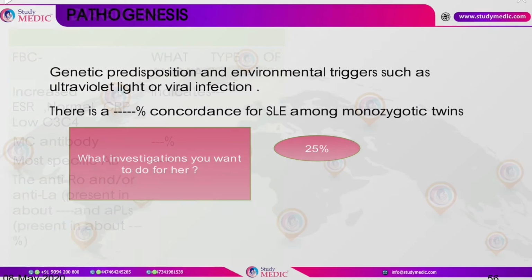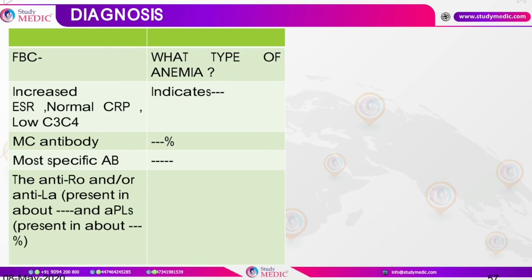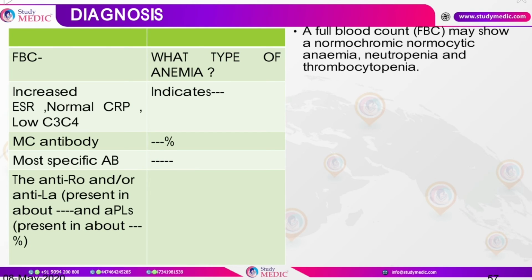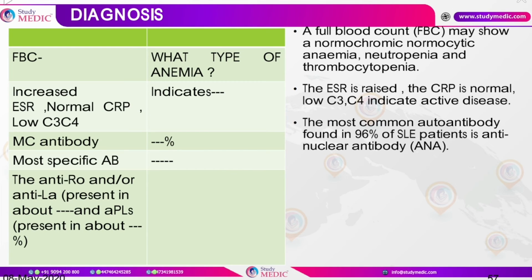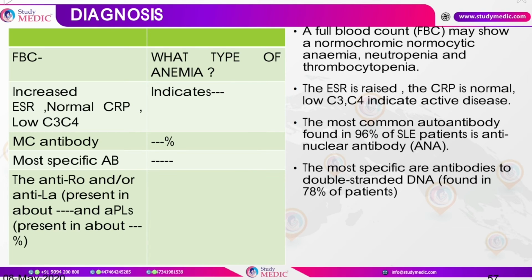So what are the investigations that we can do for this patient? Let's talk about the full blood count. It may show normochromic normocytic anemia, neutropenia, and thrombocytopenia. Whenever there is increased ESR, normal C-reactive protein, and low complement levels of C3 and C4, it indicates an active condition. The most common antibody is the anti-nuclear antibody, seen in about 96% of patients, and the most specific is double stranded DNA, which is found in about 78% of patients.